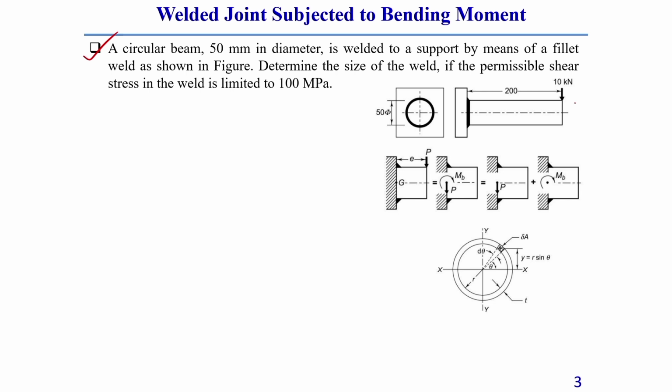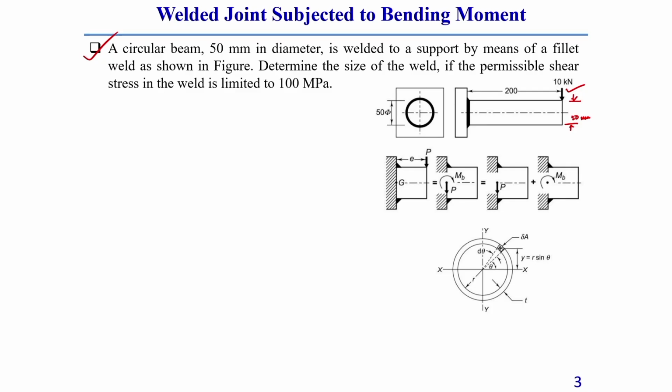So, let us say a 50 millimeter diameter circular beam. Why is it a beam? Because here the load is acting transverse to the axis of this body, that is why it is called a beam. It is welded at a support by means of a fillet weld as shown in the figure. You see here this fillet welding is done, and at the end the load applied is 10 kilonewton.